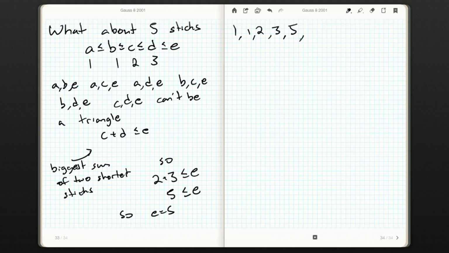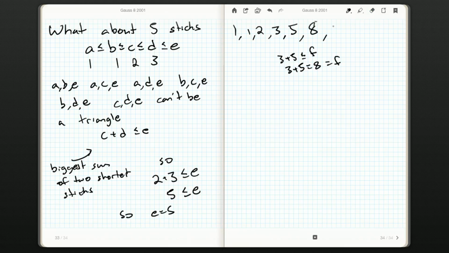Now let's just talk about what would happen if we had a sixth stick. Well, from what we've learned, we know that 3, 5, and F can't form a triangle. So 3 plus 5 must be less than or equal to F. To make F the smallest, we don't use the less than, we use the equality. So we make F equal to 8. Okay? So that's our sixth one.